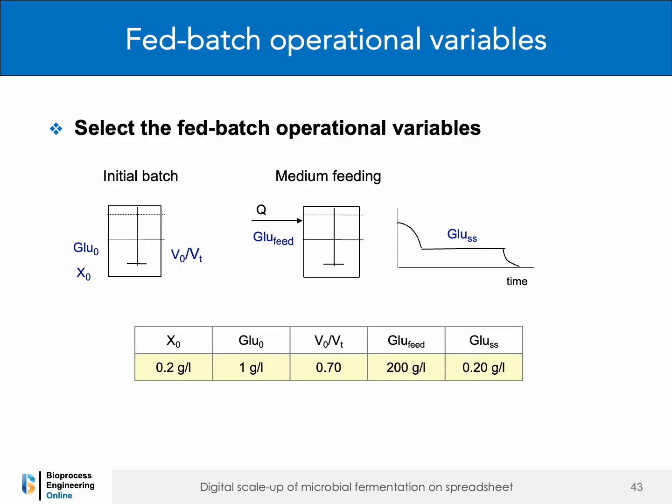For example, a typical yeast-fed batch operation may use GLU0 equals 1 gram per liter, X0 equals 0.2 grams per liter, V0 over VT equals 0.7, GLU feed equals 200 grams per liter, and GLU-SS equals 0.2 grams per liter.